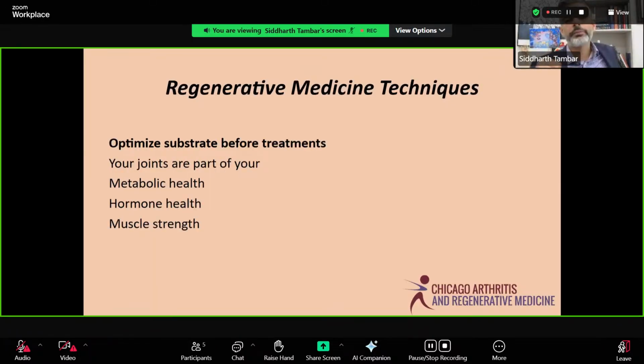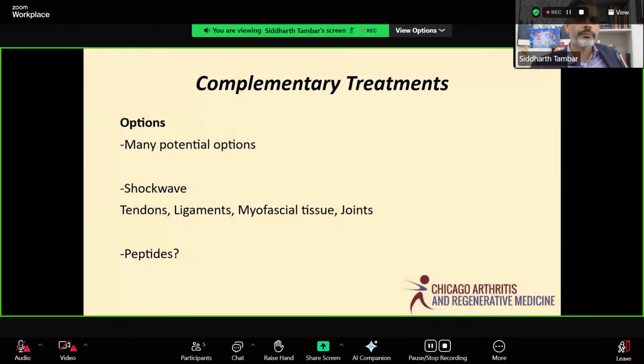And then try to optimize your general health as well. So your joints are part of your overall body. They're part of your overall metabolic health, your hormone health, muscle strength as well. So if there's things that are overall off in your general health, as much as possible, try to optimize that before, during, and after your Regen Med treatment as well, in order to get the best outcome. Because your joints do not sit in isolation, they do sit as part of your overall body and health as well.